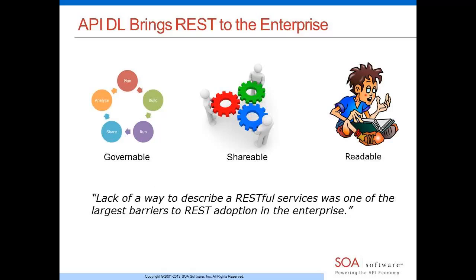Okay, so API description languages really bring REST to the enterprise. Before Swagger came on the scene, before RAML came on the scene, when I asked customers why they weren't adopting REST or what the barrier was for them to adopt REST, a lot of them said because there's really no way to describe the REST, okay? There's no way to really govern it. When Swagger and RAML came on, I saw a huge uptake and a huge acceptance in enterprise of REST, right?